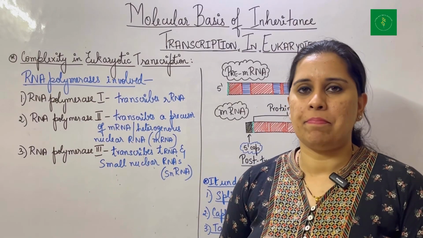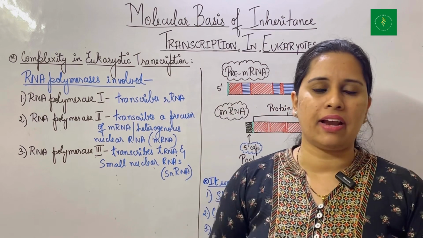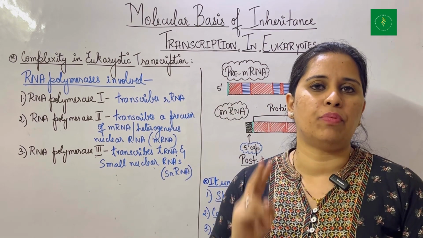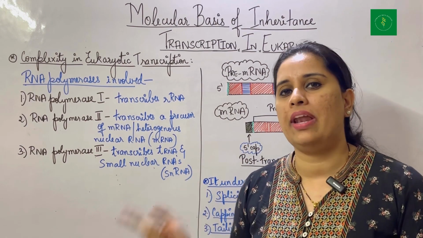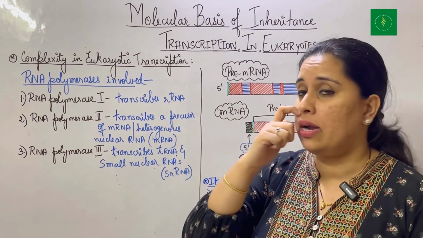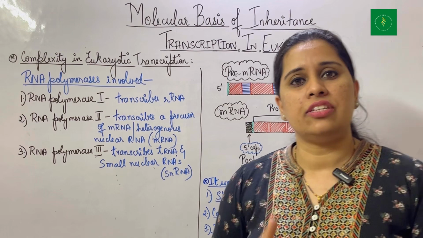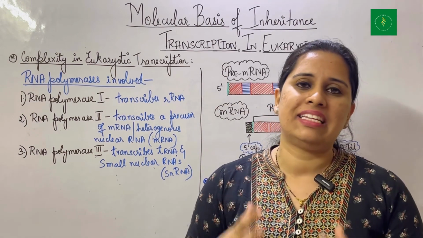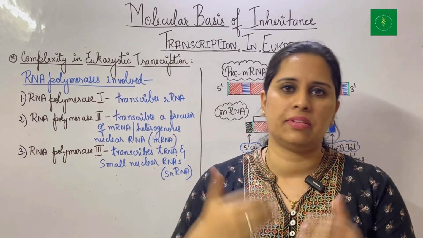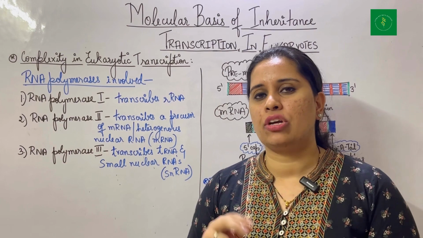Coming to the last part of the session, that is complexity in eukaryotic transcription. This information is very important both for your theory as well as for your competitive examination. Now, why is it called complexity in eukaryotic transcription? This is because eukaryotes are found in complex organisms, that is higher organisms like humans. Now, there are two important major complexities.